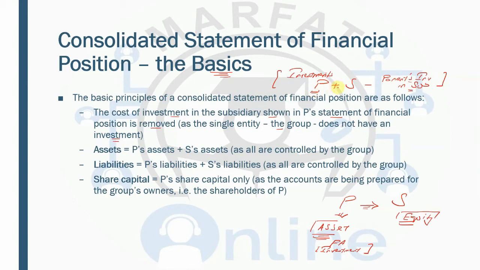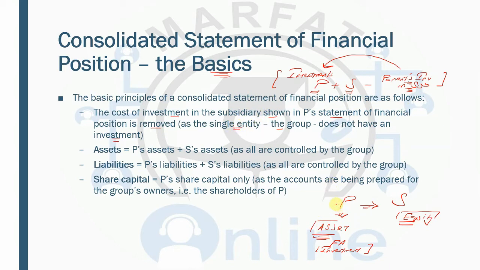Because the parent may have investments in many companies. The subsidiaries may have investments in other companies. So we are going to eliminate the investment which has been made by the parent, because this parent investment in the subsidiary is included in the parent's individual financial statements. So we are going to deduct that. Other than this, all of the investments will be consolidated. And the reason is the single entity concept.